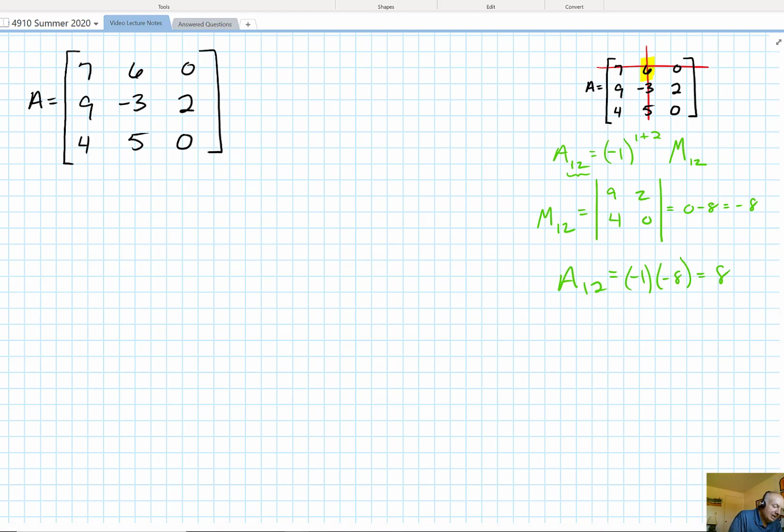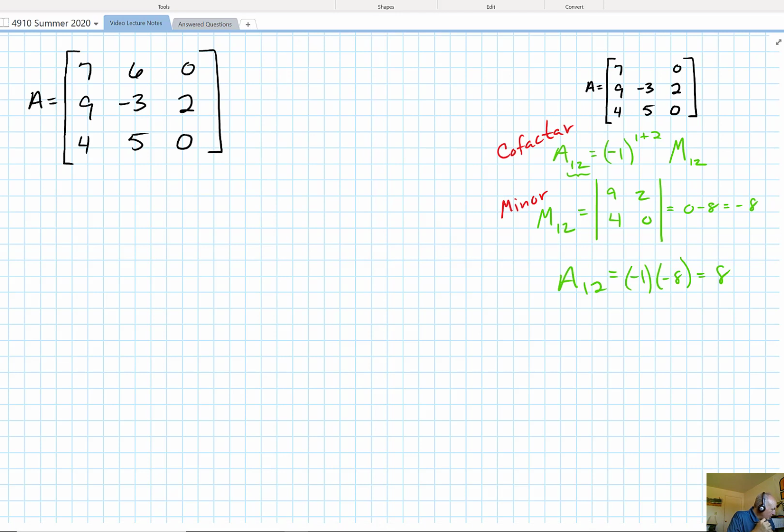All right, so let's make sure we get these things right. This is called the minor, and this is called the cofactor. When you take the minor and multiply it by -1 to whatever power. Okay, so let's just do this one more time. Let's do it in blue. Let me erase some things here.